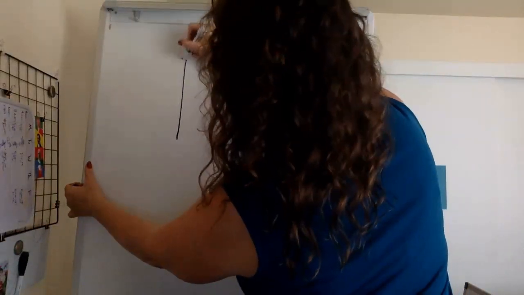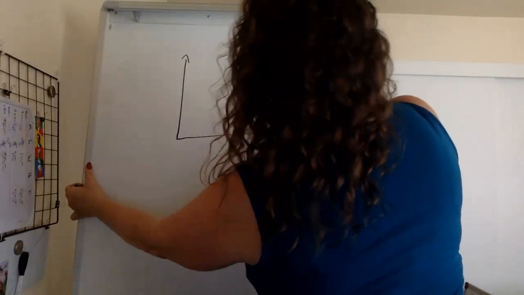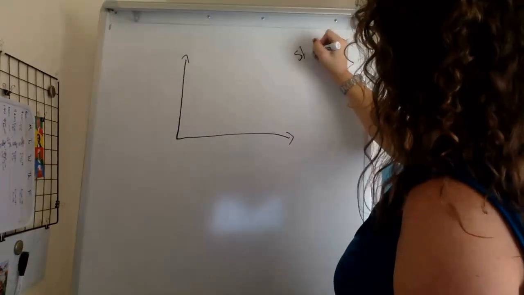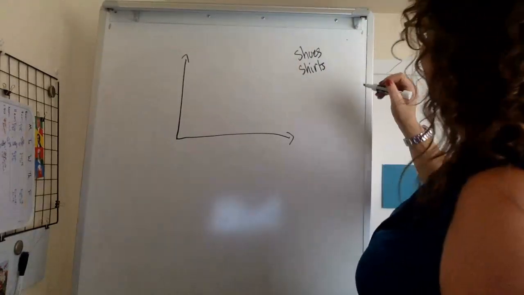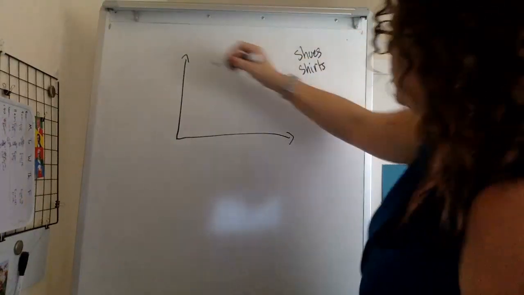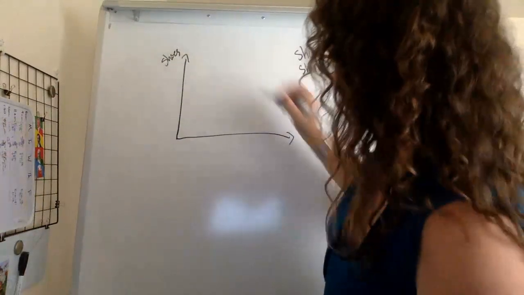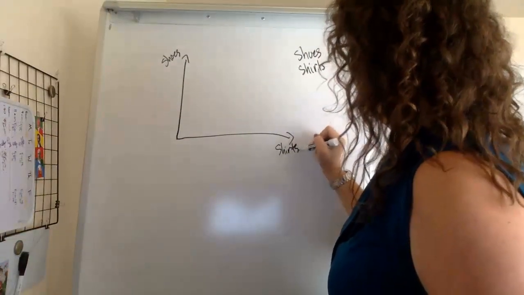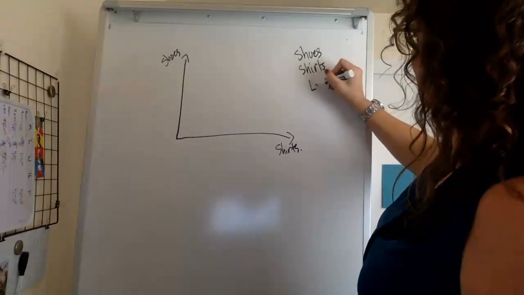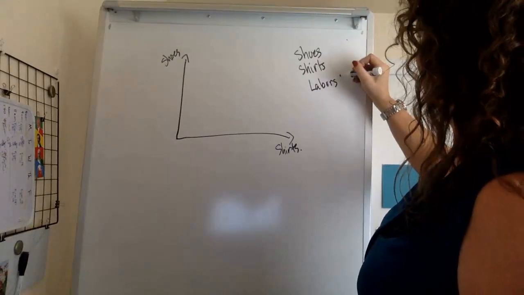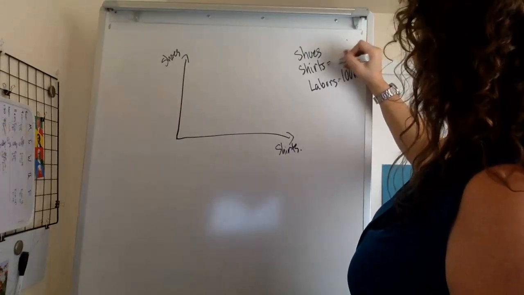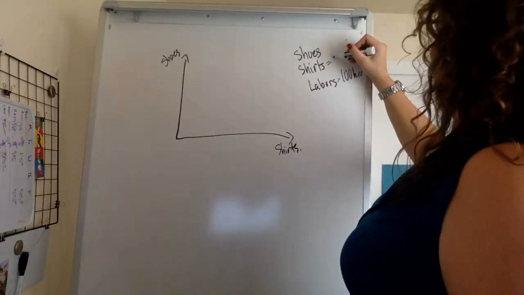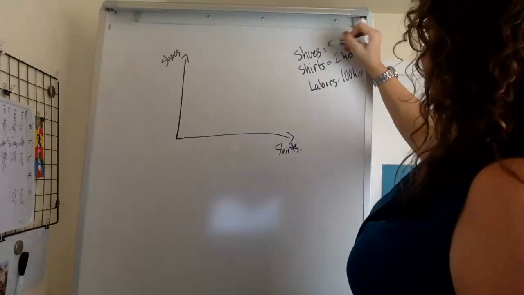So let's say we have a factory. It's a clothing factory, and it produces shoes and shirts. And we can either produce shoes or shirts using labor hours. So we're going to say we have 100 labor hours, and shirts take 2 hours and shoes take 5 hours.